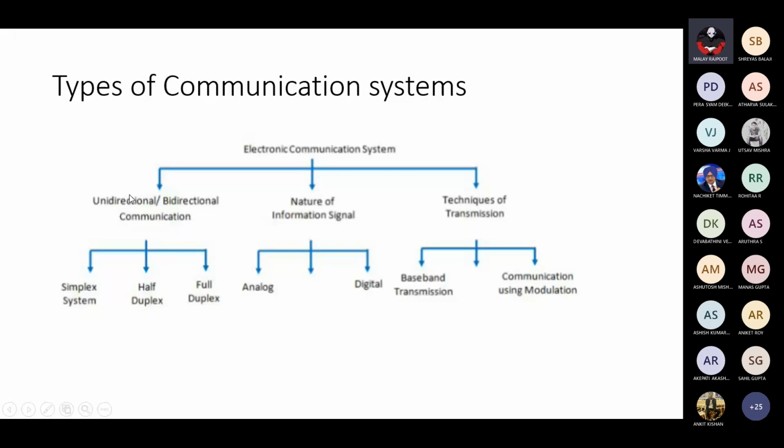the type of communication based on the direction of communication. It is simplex or half duplex or full duplex. So let us see each mode of communication classification. If it is the nature of the information, it is analog or digital, and techniques of transmission, whether it is baseband communication or communication using modulation. So all these are different categories of how we are going to classify the type of communication. Okay, so we'll see the different categories one by one.